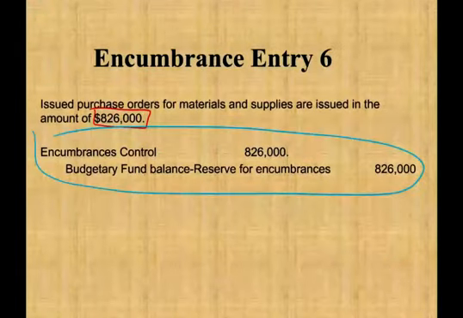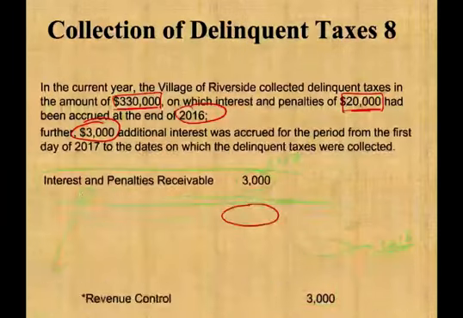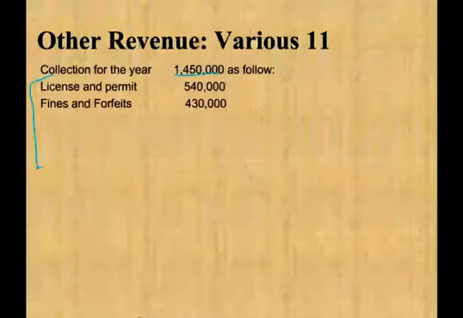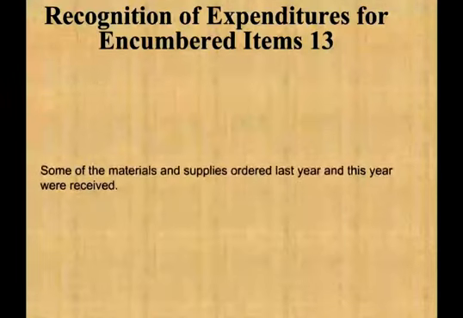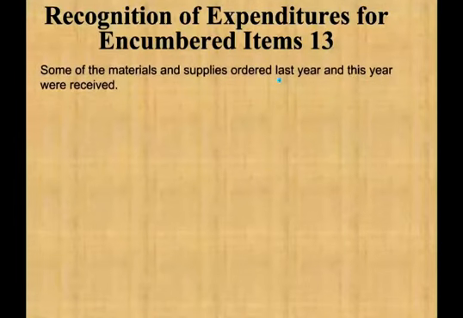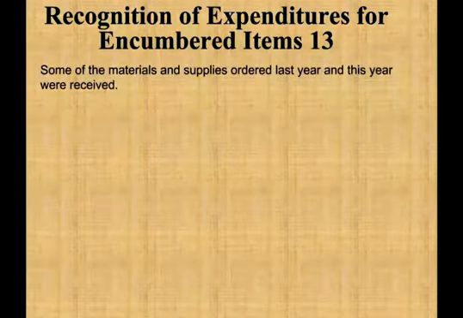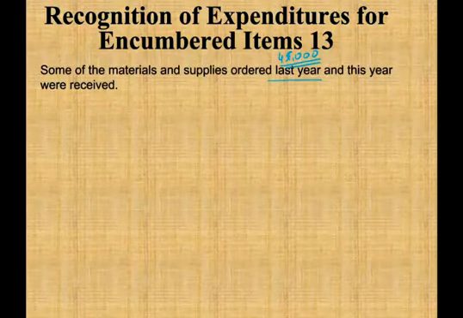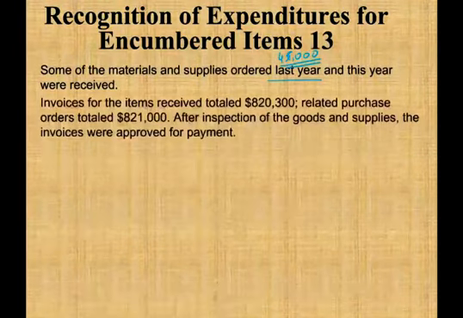$826,000. We encumbered $826,000. At some point, we're going to start to make the actual purchases. So let's see what happened now. Some of the material and supplies ordered last year and this year were received. Remember, we had from last year $45,000 reserved for encumbrances. Remember, at the beginning of the session, I said of the $290,000, $45,000 is reserved for encumbrances. So we received some of these encumbrances.